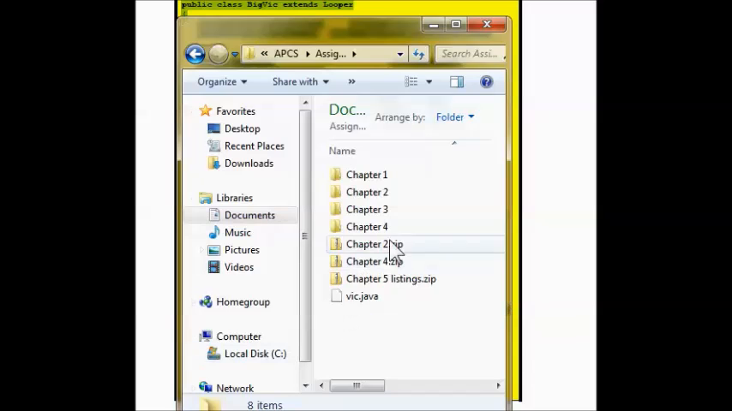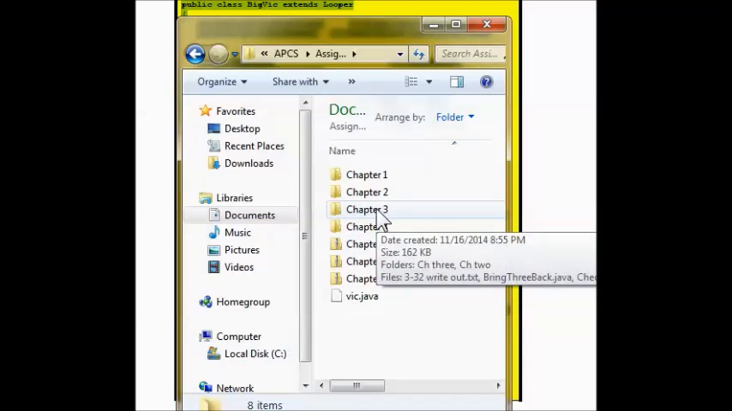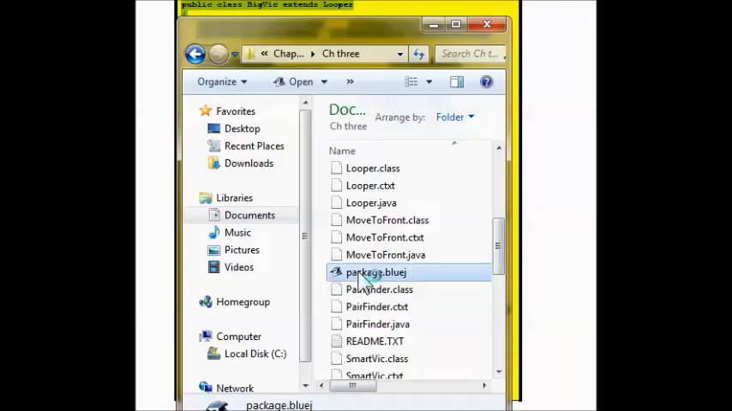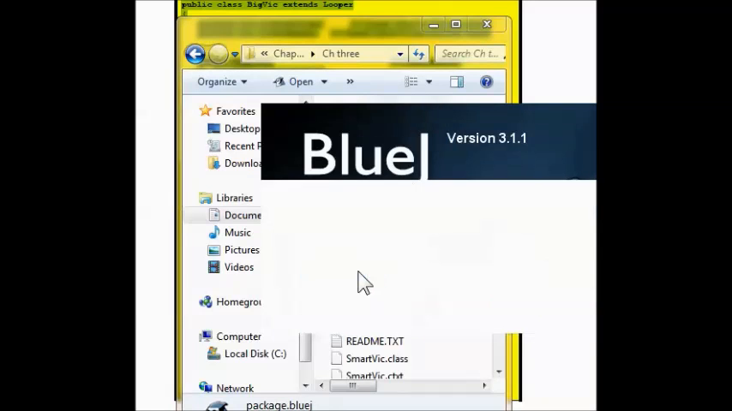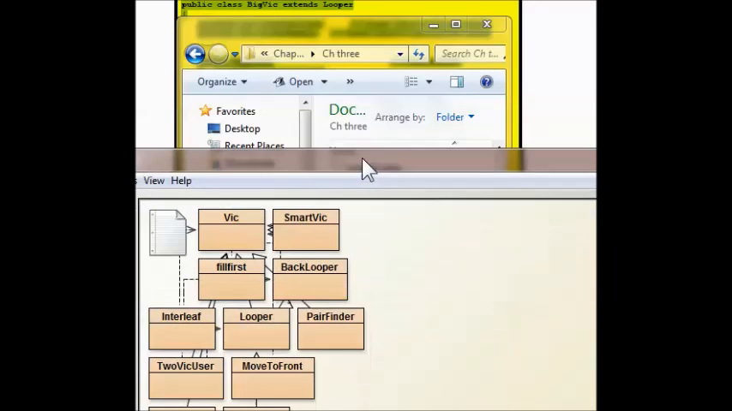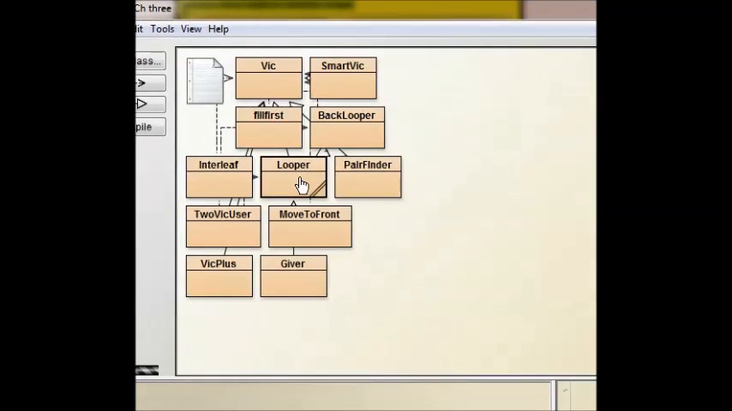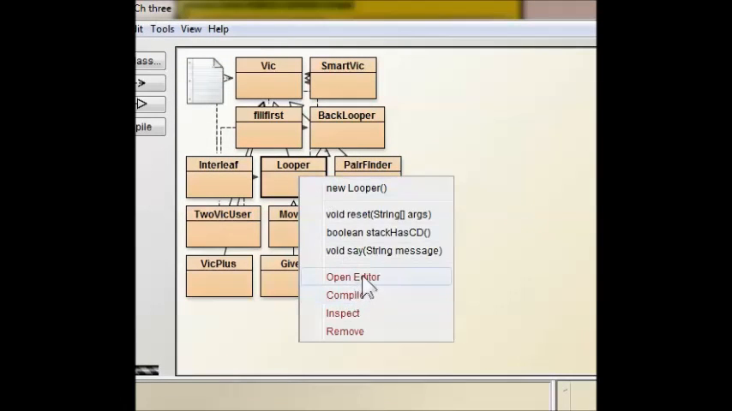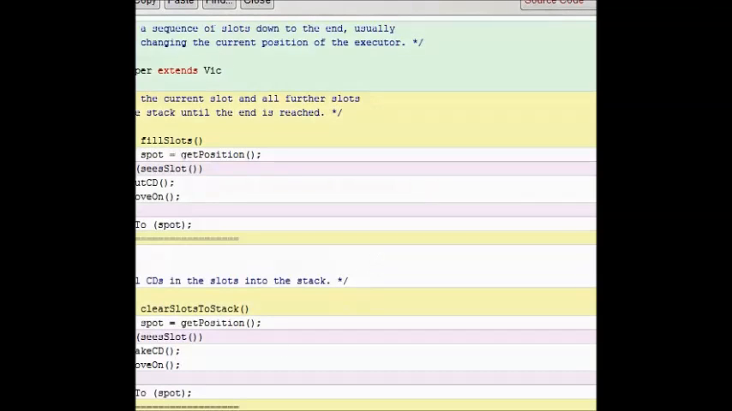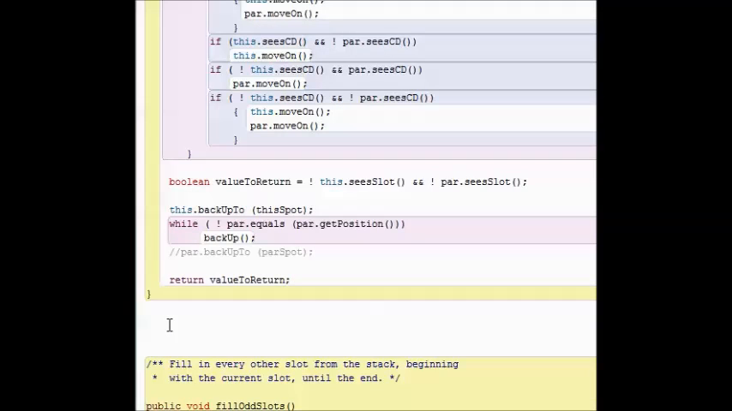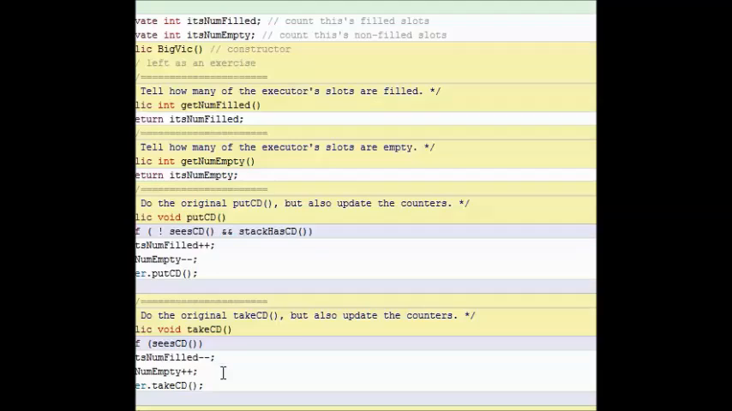Of course, we're going to paste it into our chapter 3 stuff. So I go back in my chapter 3 assignments. Okay, we're going to do it in Looper. I come on down, and I find space here. I'm going to paste that in there.